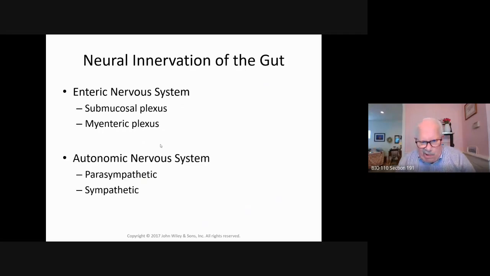It's not important to me for you to know the neural innervation of the gut, but here's a question that I may ask you on exam number 3. When you are at rest, what autonomic nervous system controls your GI tract? Is it the parasympathetic system or the sympathetic system?